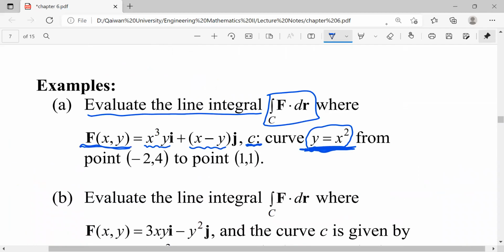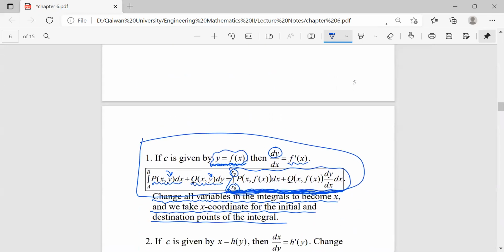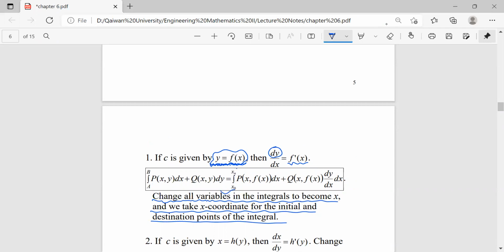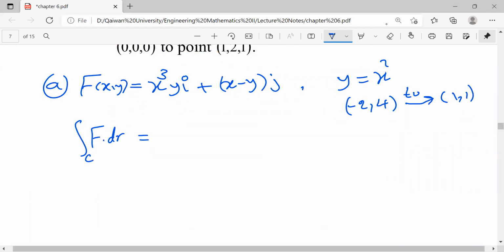Here we say the integration of F dot dr over curve C equals, look, this is the rule. We find the integration with respect to x, and we change all y to x in the integration. The integration of F dot dr over the curve C is the integration from x naught to xn of P of xy dx plus Q of xy dy.